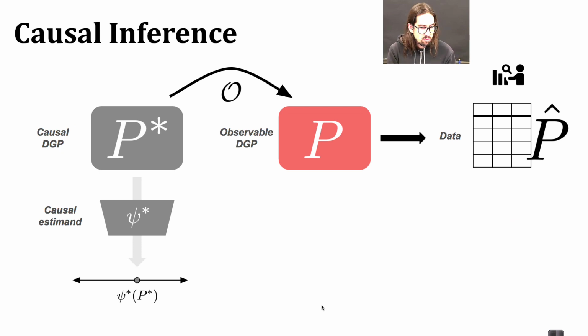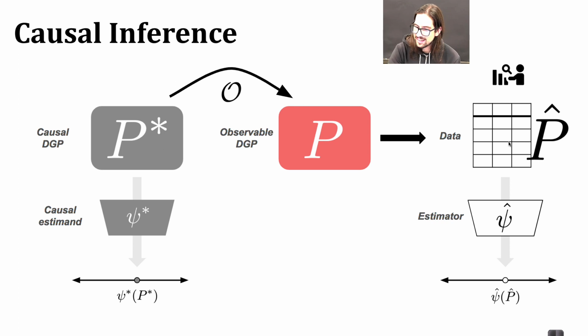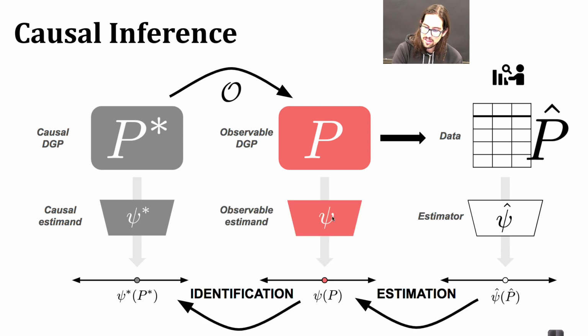And why is this good? Because it solves the problem. What we have is not this observable data generating process. What we have really is data, right? This is us here. We only get to see the data. But we're going to work backwards. So from the data, we have an estimator. That estimator is estimating the observable estimand. And then we know that the observable estimand is equal to the causal estimand under our assumptions.